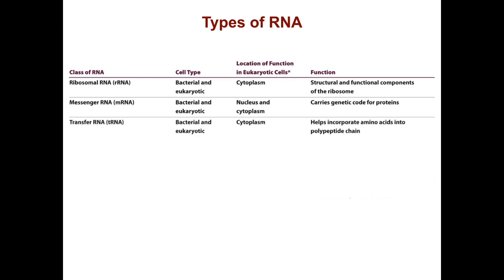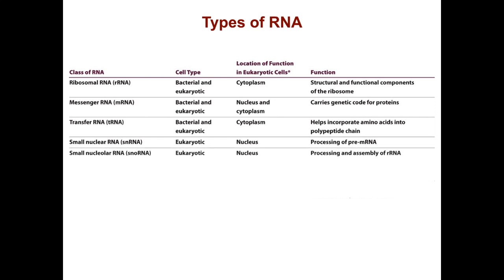Transfer RNA, which is in both bacterial and eukaryotic cells, functions in the cytoplasm and helps incorporate amino acids into the polypeptide chain during translation. Small nuclear RNAs are specific to eukaryotes, and they function in the nucleus, and they're involved in the processing of pre-mRNAs.